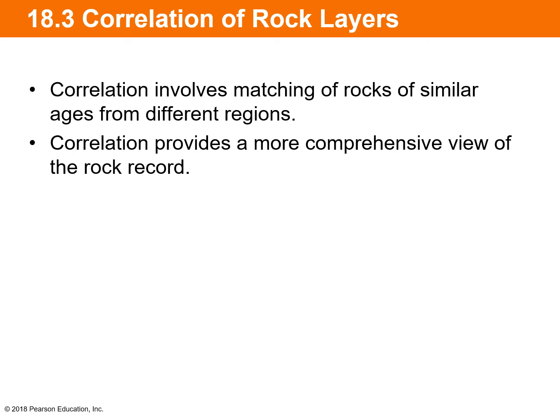So using fossils as well as the principles of relative dating allows us to correlate rock layers from different parts of the Earth with other rock layers, or determine that rocks in one location are part of the same formation as rocks in another location. So correlation involves matching rocks of similar ages from different regions, and it provides a more comprehensive view of the rock record overall.